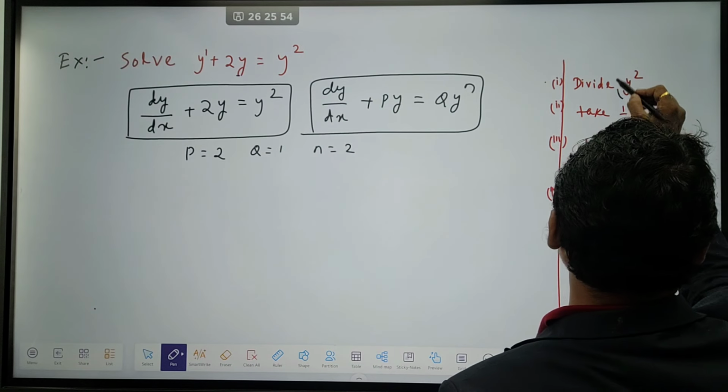We have to divide y square in LHS and RHS. ठीक है? ये हो गया आपका equation. Then second point क्या है? We'll take 1 by y is equal to v.